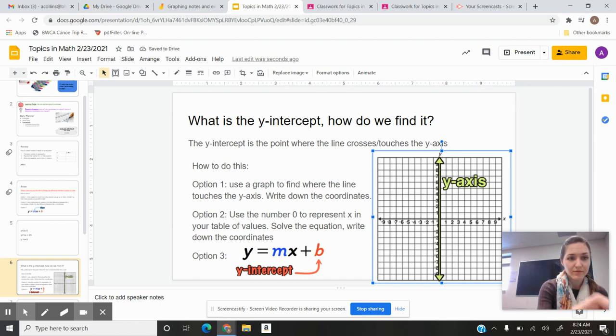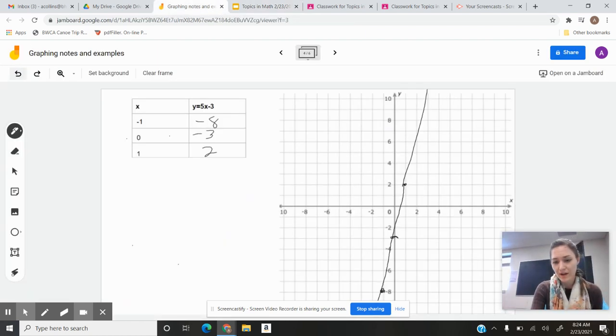So you can use the graph to find out where it touches the y-axis. That would be this line right here. And if we look at our graph, it is right here at -3. Perfect. So that's kind of easy, just looking at a graph.